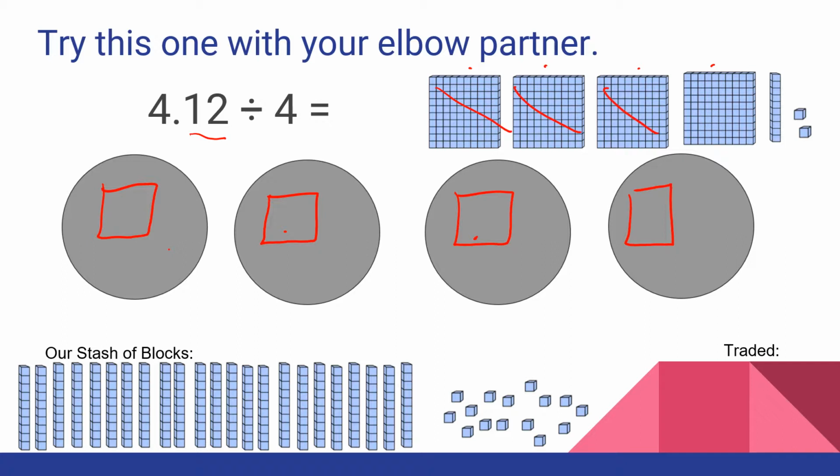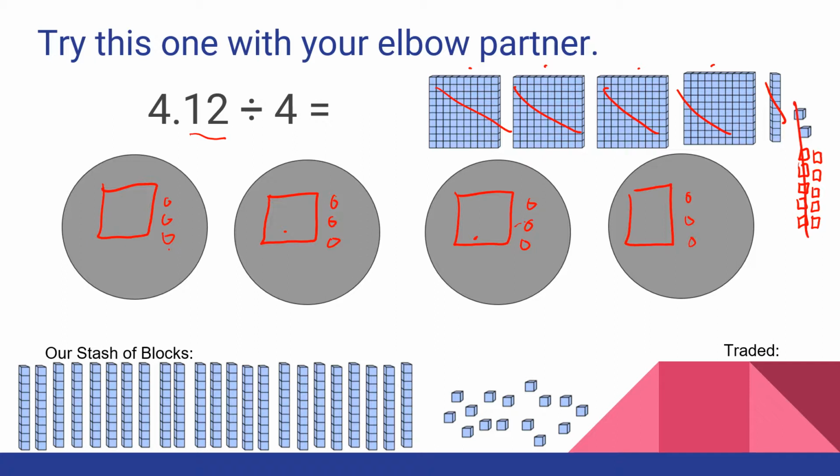That one's done. Now I've got a 10 and 2 hundredths. Well, I can't divide that 10 into 4 groups, but I can take that 10 and turn it into hundredths. 6, 7, 8, 9, 10. Now I've got 10, 11, 12 hundredths. So if I start here, 1, 2, 3, 4, 5, 6, 7, 8, 9, 10, 11, 12.